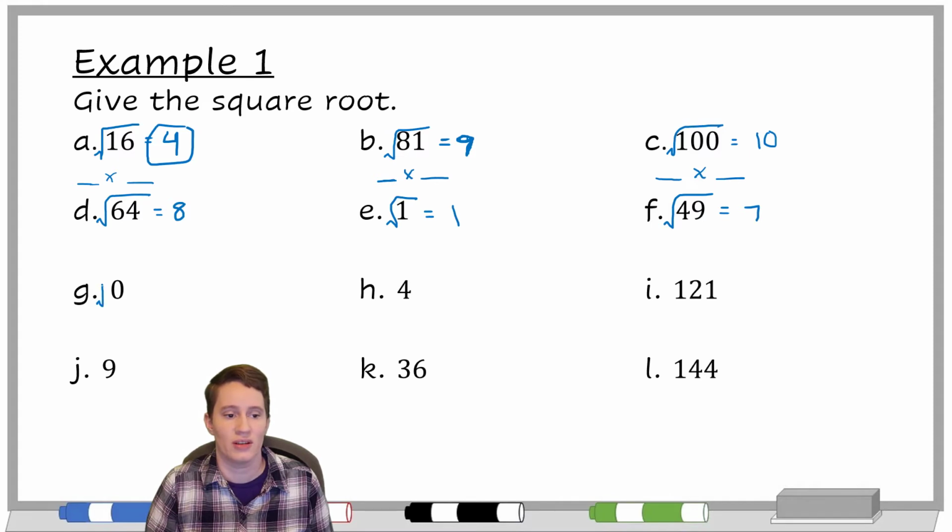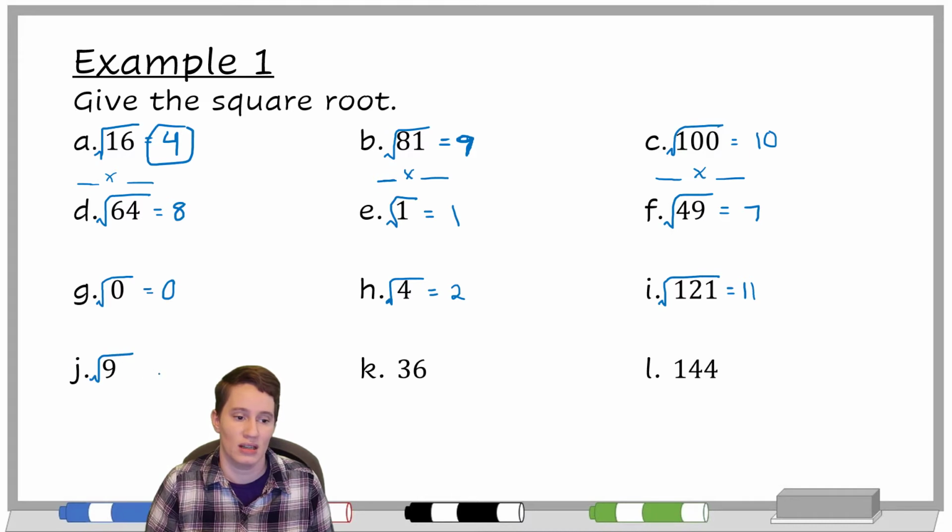Square root of 0 is, what times what equals 0? 0. Square root of 4 is 2. Square root of 121, that's a fairly big number, toward the end of the multiplication tables. I'm not even sure if everybody learns the multiplication tables up this far anymore. Back in my day we did. So square root of 121 is 11. 11 times 11 is 121.